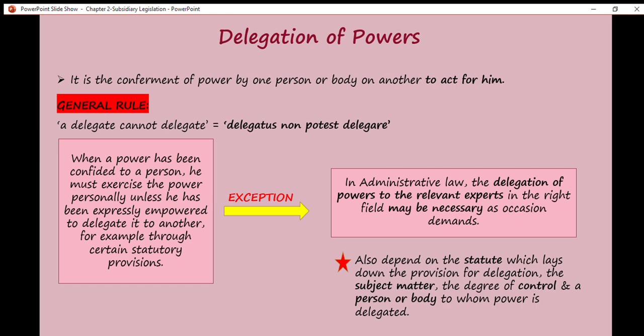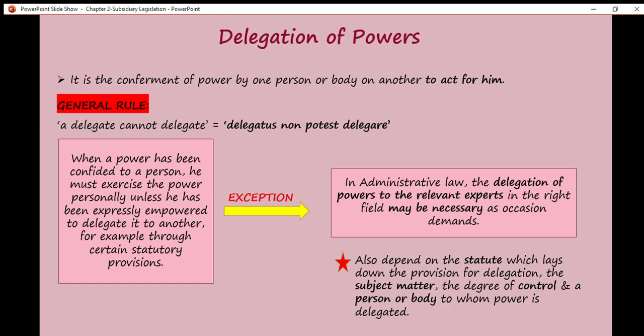Okay, for example, public officials who delegate their duties include the Prime Minister, who normally assigns ministerial portfolios to his cabinet or ministers. So the Prime Minister has his own ministerial portfolio, and then he delegates the portfolios to the cabinet or ministers.